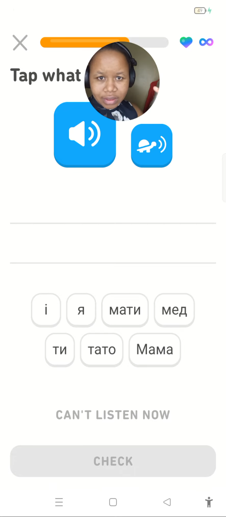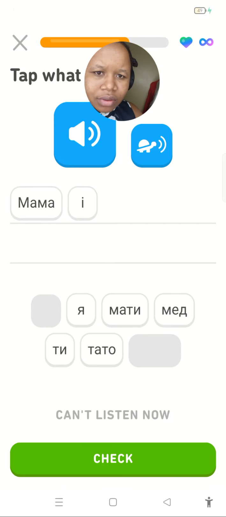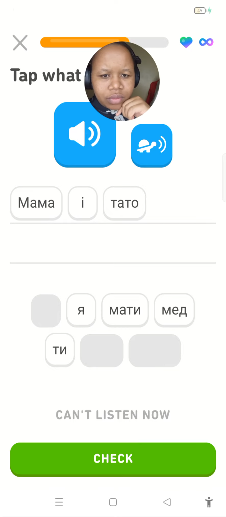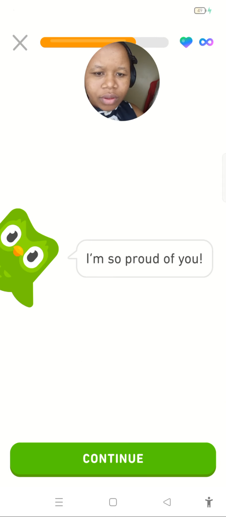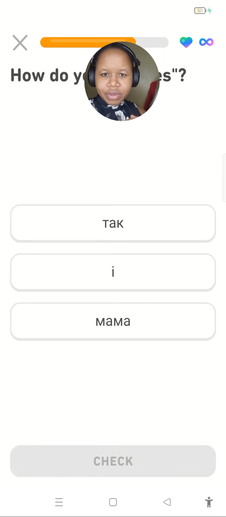You can also listen and say the words and spell out the words, but with suggested words. Mama e tato. If it's too fast, mama e tato. Nice. It's even encouraging, with good encouraging words.